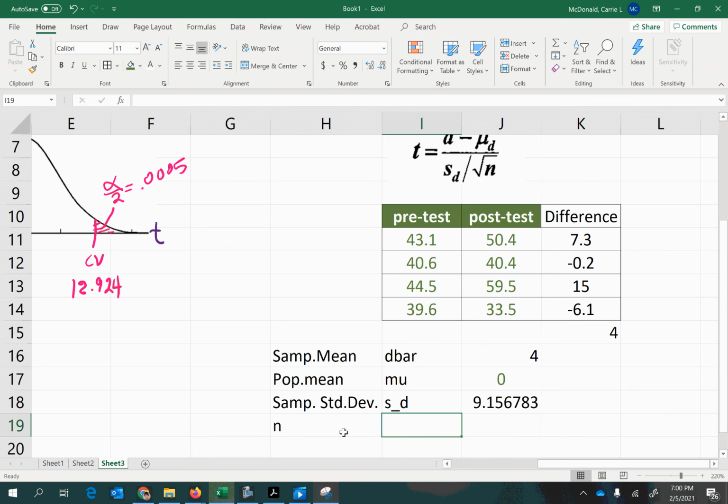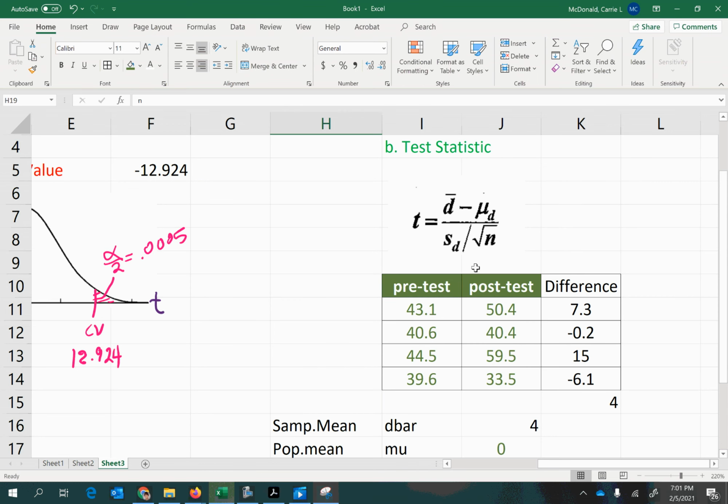And the sample size, remember, is 4. And the square root of 4 is 2. So if we're going to have to divide the standard deviation by the square root of n, then we should take this number and divide it in half to get our standard error.